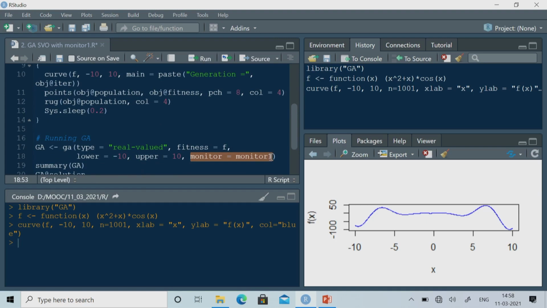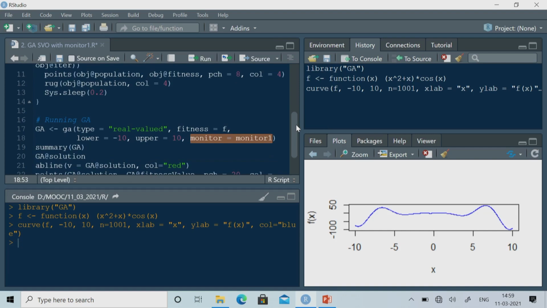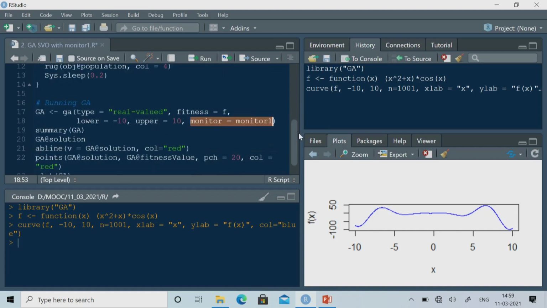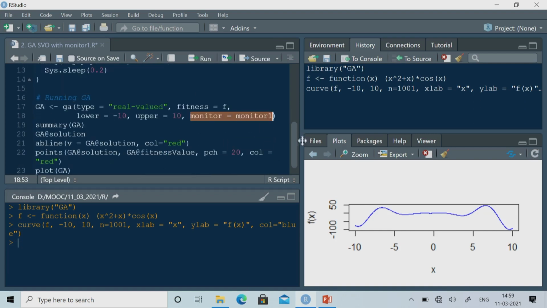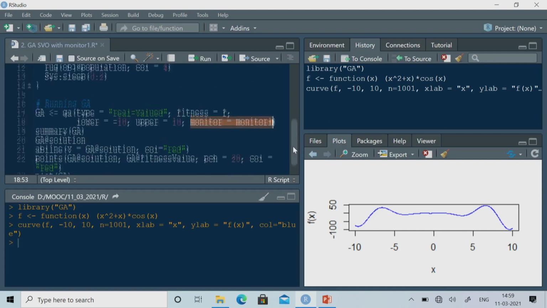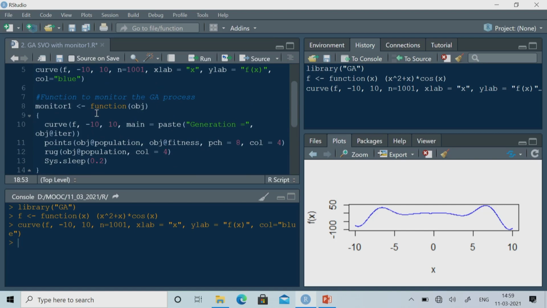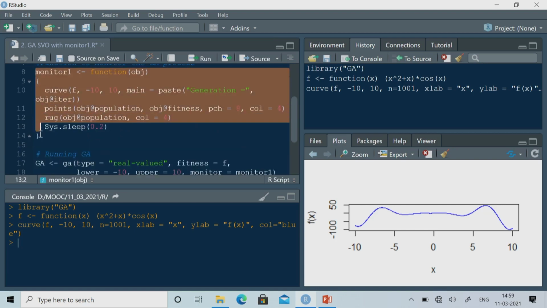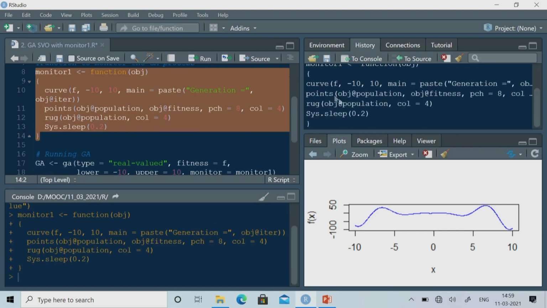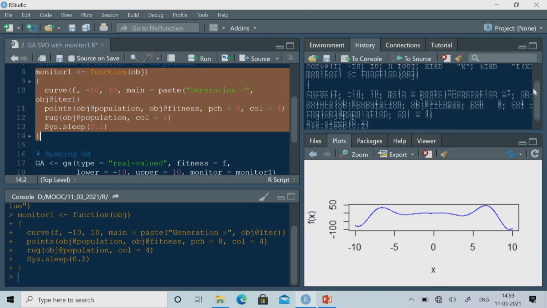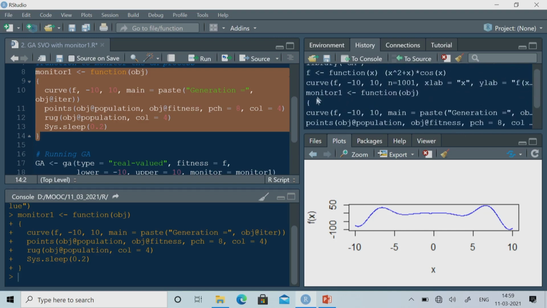So, I can monitor the progress. In the previous case I didn't use that, so I just solved the problem and didn't monitor. Now if I execute this line, it will also monitor the processes. So let us execute this particular monitor function. I am selecting this and executing it. You can see on the right hand side that the monitor function is executed and stored as monitor1.